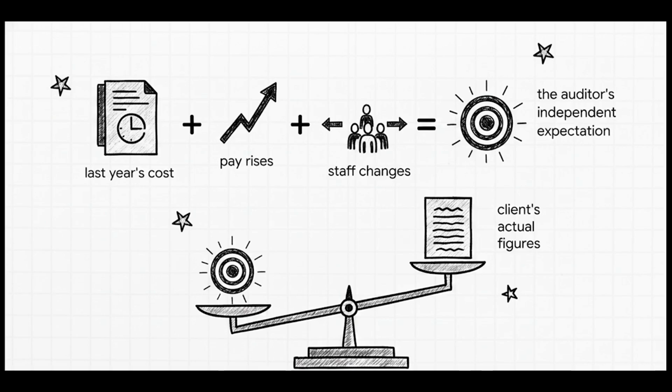Say you're auditing payroll. Instead of manually checking thousands of individual payslips, which would take forever, you take last year's total payroll cost. You inflate that number by any known company-wide pay rises and adjust it for the net change in staff numbers over the year. Boom. You've just built an independent, auditor-generated expectation. You then compare your expectation to the client's actual current figure. If they're really close, you've just gathered highly efficient evidence over the entire payroll balance.